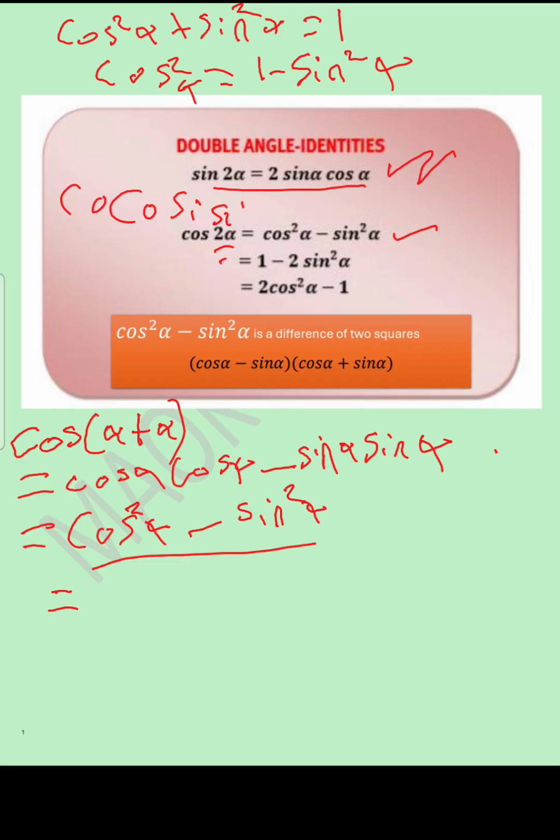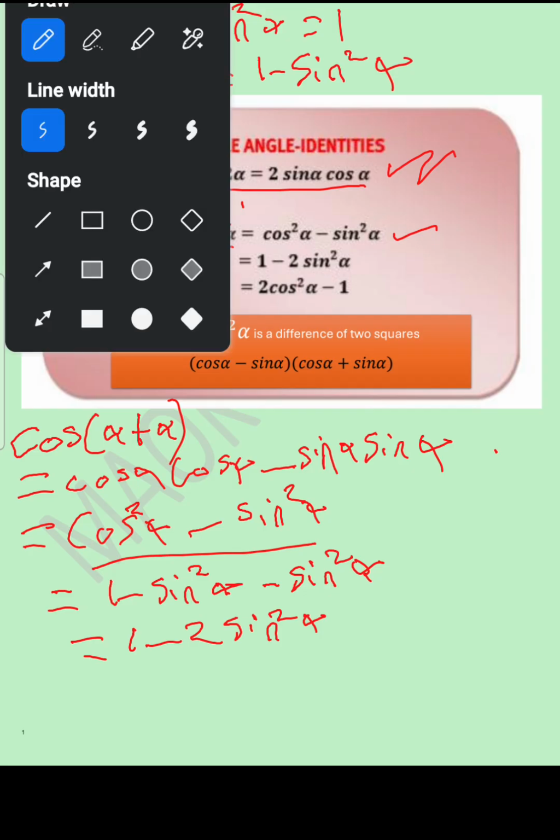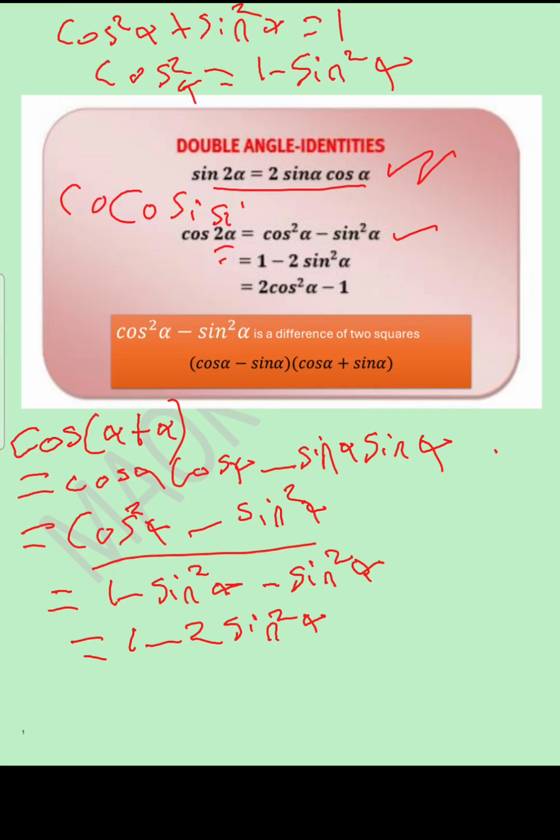So this is equal to, for the second compound angle identity, right, it will be 1 minus sine squared alpha, and we also have minus sine squared alpha there. Now minus sine squared becomes what? 1 minus 2 sine squared alpha, and that is the second identity. So this was the first, this is the second.